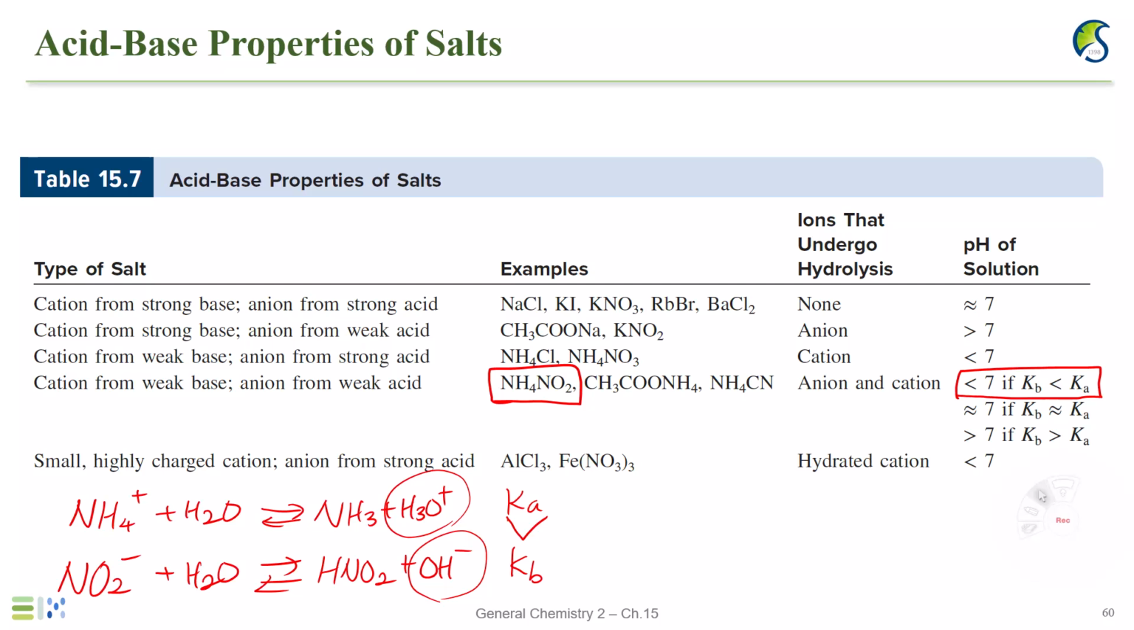And if Ka and Kb are about the same, then the pH is going to be just around 7, neutral. And if the Kb is larger than Ka, there is more OH minus going to be generated, then the solution is going to be basic with pH larger than 7. Okay.